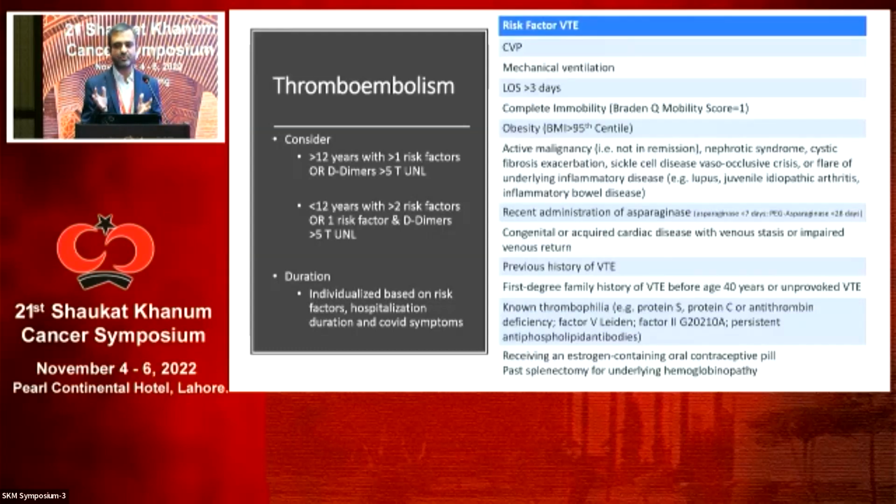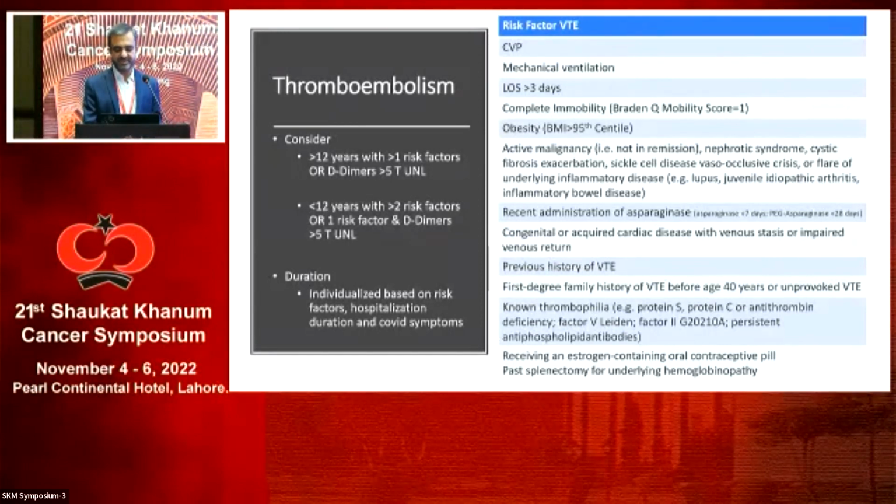And the list of risk factors is huge, but mainly if there is a catheter present, like a central venous catheter or a PICC line or Vas-Cath, etc. If the child is on mechanical ventilation, if there is an anticipated length of hospital stay of more than 3 days, if there is complete immobility with a Braden Q mobility score of 1 or less, if there is obesity, if there is an active malignancy not in remission, nephrotic syndrome, and other hypercoagulable states, if there is recent administration of asparaginase, congenital or acquired cardiac diseases, a previous history of venous thromboembolism in the child or in the family, if there are conditions of thrombophilia like protein C or S deficiency, or if the child is receiving an estrogen-containing oral contraceptive pill or is post-splenectomy.